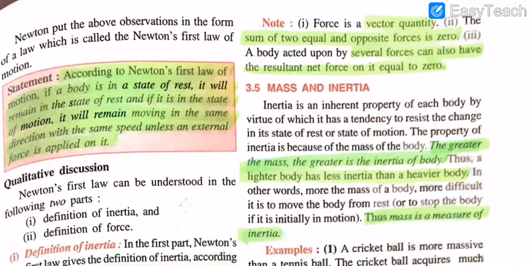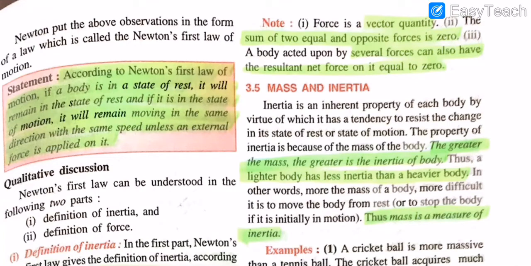Similarly, again, examples in green. Kinds of inertia and its example as illustration of the first law. Inertia is of the following two kinds: inertia of rest and inertia of motion. Inertia of rest: if a body is at rest, it will remain at rest unless an external force is applied to change its state of rest. This property of the body is called inertia of rest.